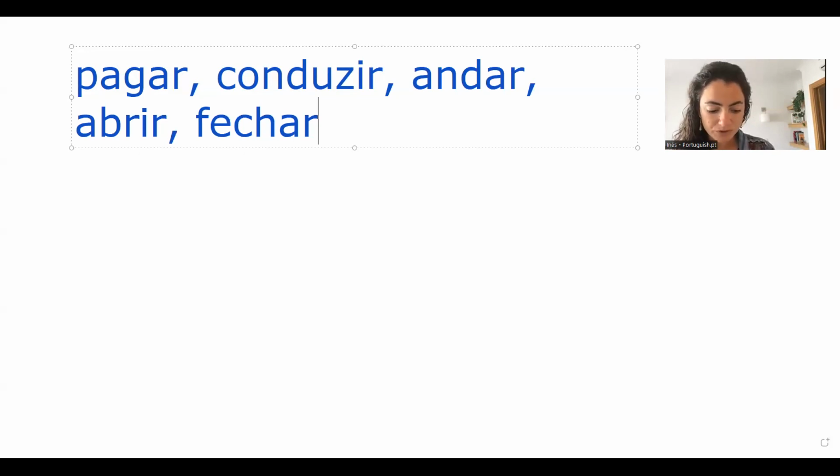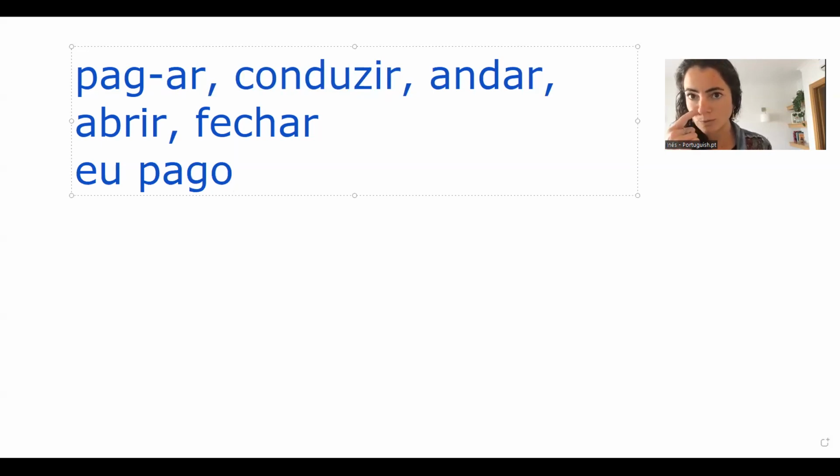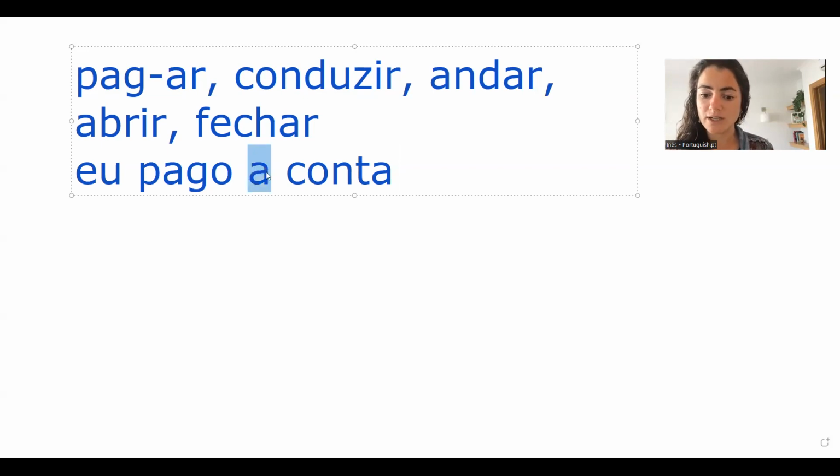So if you want to say, for example, I pay, what you have to do is to replace this final part and add an O. So I pay is eu pago. So if you want to say I pay the bill, probably you know this. Eu pago a conta. A conta, because conta is feminine, that's why we have an A here.